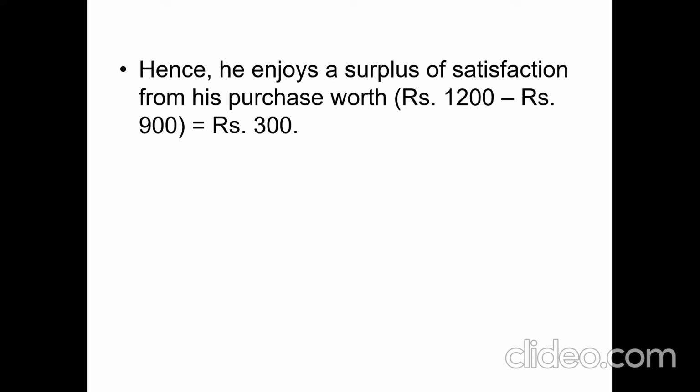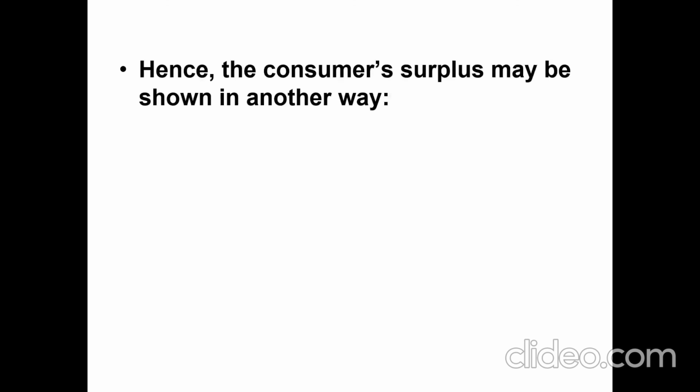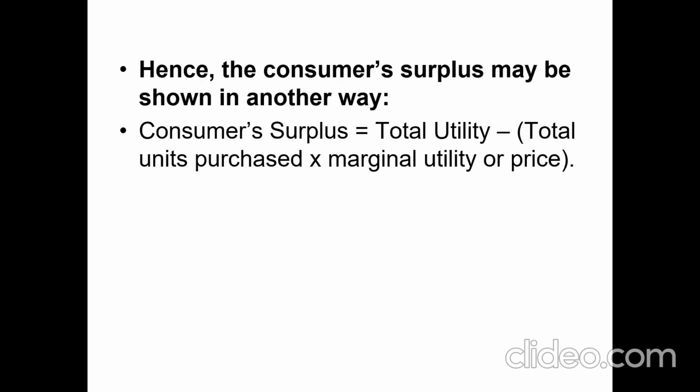So consumer surplus is then measured by the difference between the total utility and the total expenditure made by the consumer on the shoes. It's the difference between individual demand and the market demand. So that is 1200 minus 900, so 300 becomes his consumer surplus. Understood? So hence consumer surplus may be shown in another way like this. Surplus is equal to total utility minus total units purchased into marginal utility or price. In short, consumer surplus is the positive difference between the total utility from the commodity and total payments made for it. Understood? That is consumer surplus.